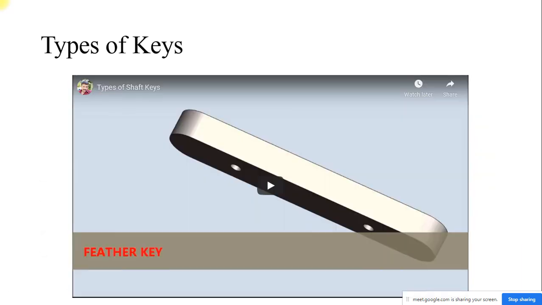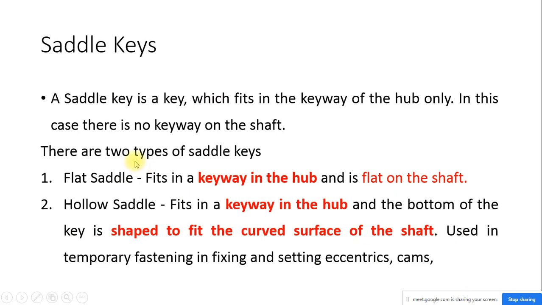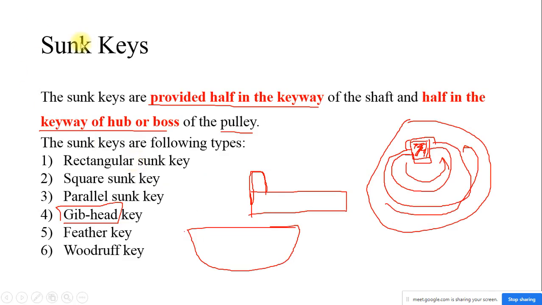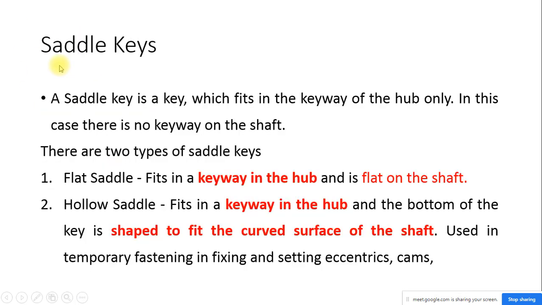of keys available. So now let us look into the next type of key. First we have seen about a sunk key. Now let us see about a saddle key. What is a saddle key? A saddle key is a key which fits the keyway on the hub only. So this is the main difference.